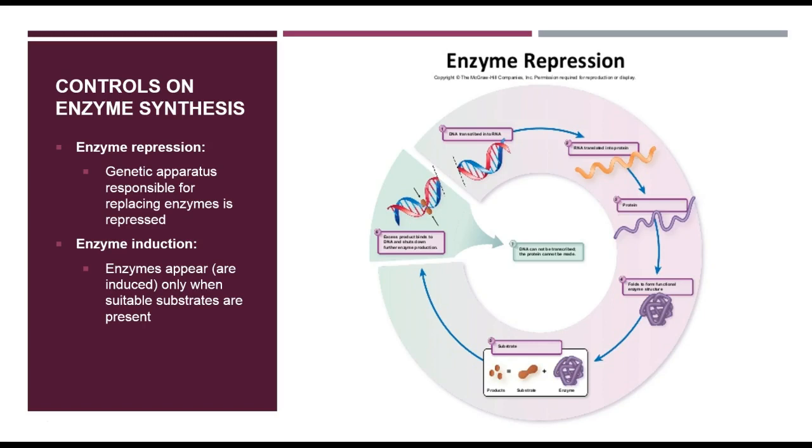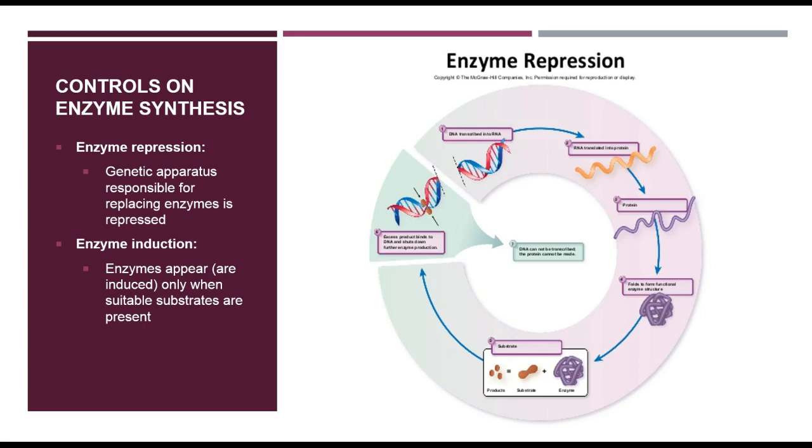When the product level from that enzyme decreases, then that product unbonds from that section of the genetic material, and then DNA can be transcribed again into RNA, and RNA then will form the proteins, and that cycle will continue. So this is enzyme repression.